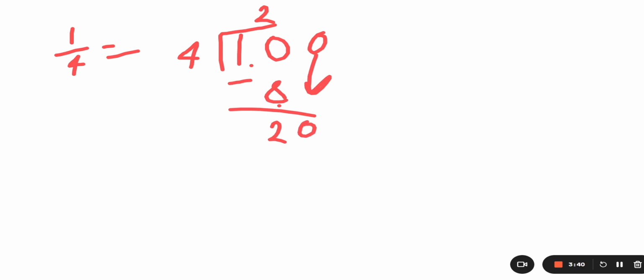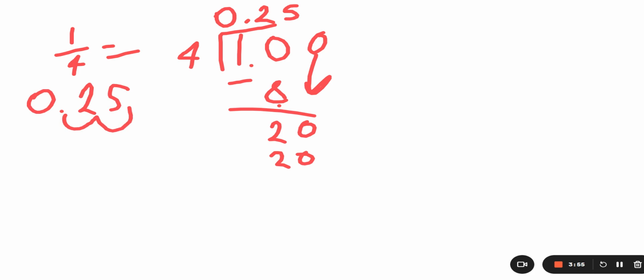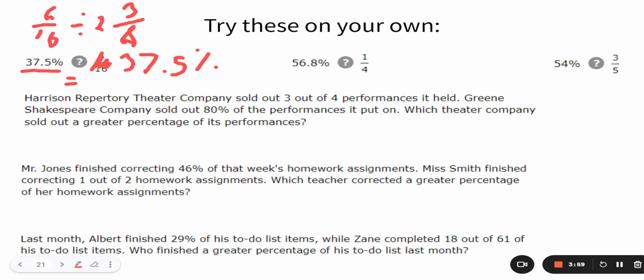How many times does 4 go into 20? It goes into 20 5 times. So 5 times 4 gives me 20, and then I end up with 0. So 1 over 4 as a decimal is 0.25. When I do the booty bump, I end up with 25%.